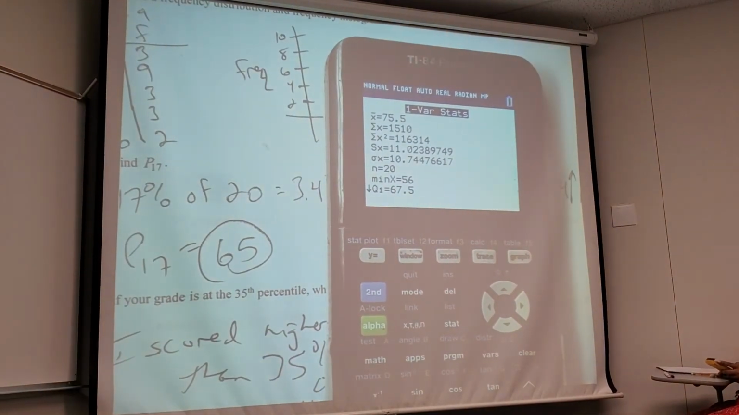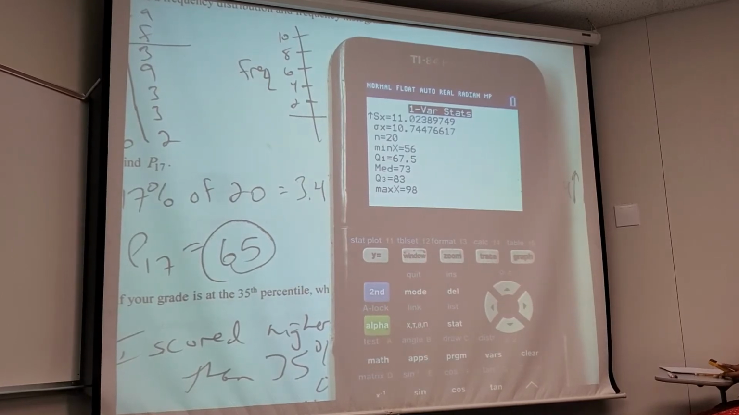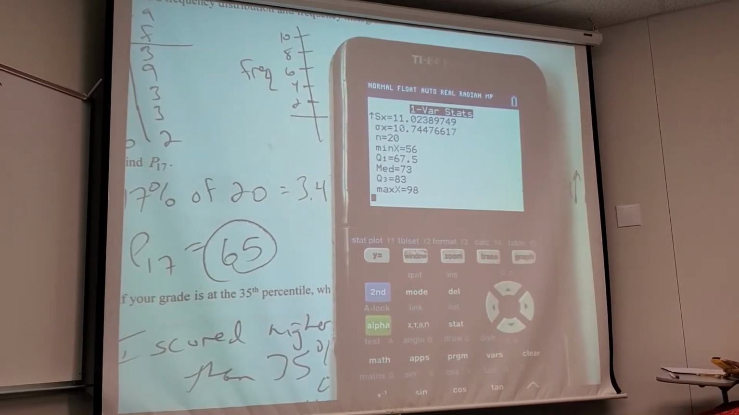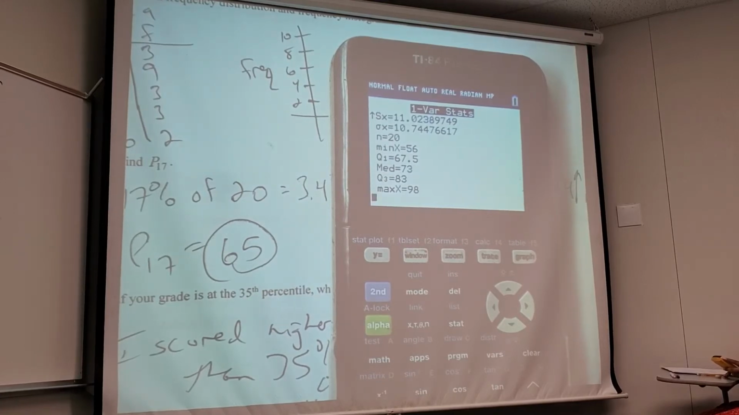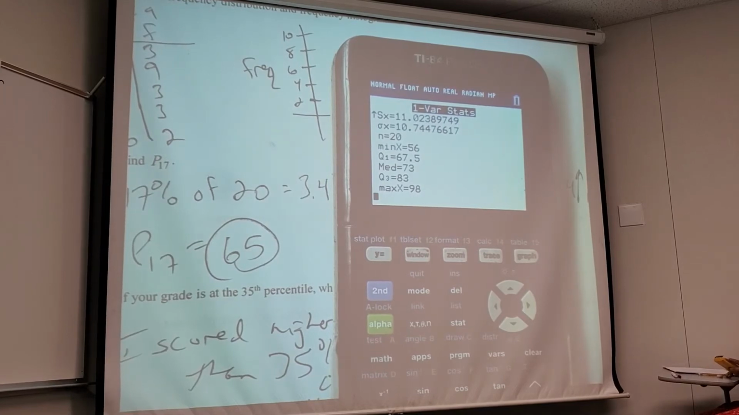If you scroll down, the last thing it tells you is the 5-number summary. Is that what we got? Hey, the calculator's right. It's always good to make sure the calculator's batteries are good. They got it right.